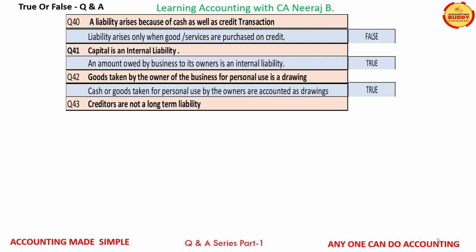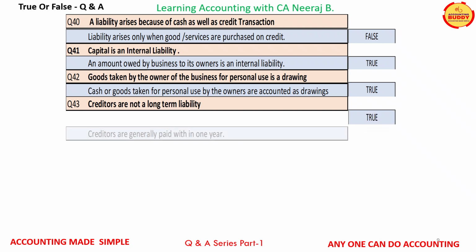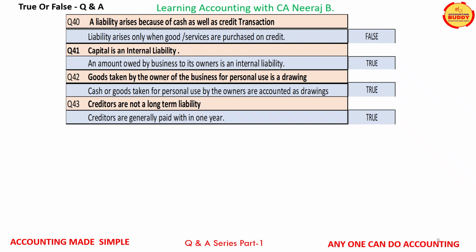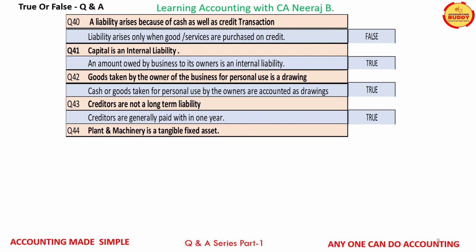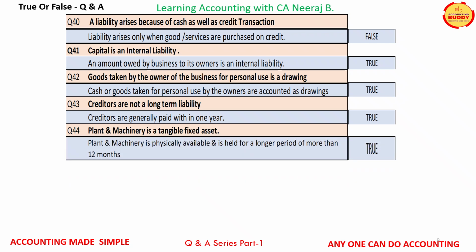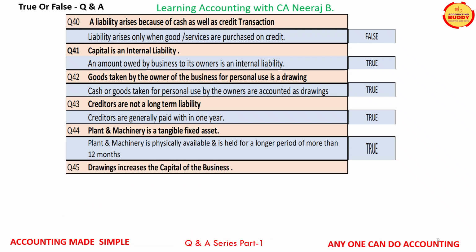Question 43: creditors are not a long-term liability. True. Creditors are generally paid within 1 year. Question number 44: plant and machinery is a tangible fixed asset. This is absolutely true. Plant and machinery is physically available and is held for a longer period of more than 12 months. Question number 45: drawings increases the capital of the business.